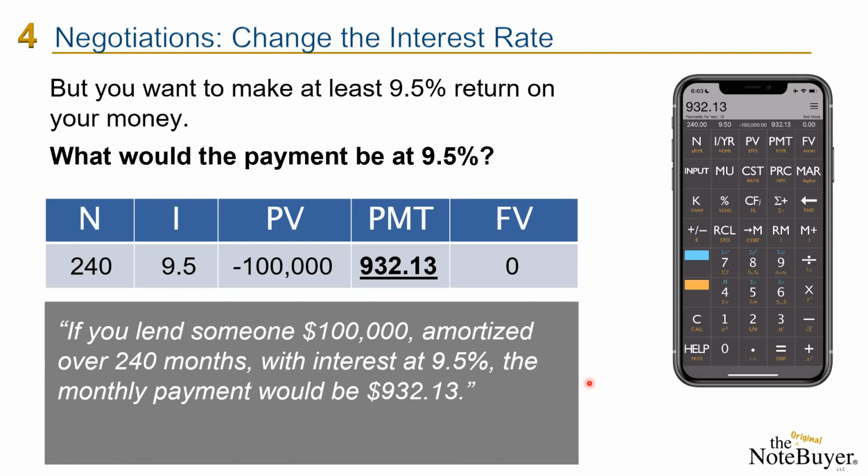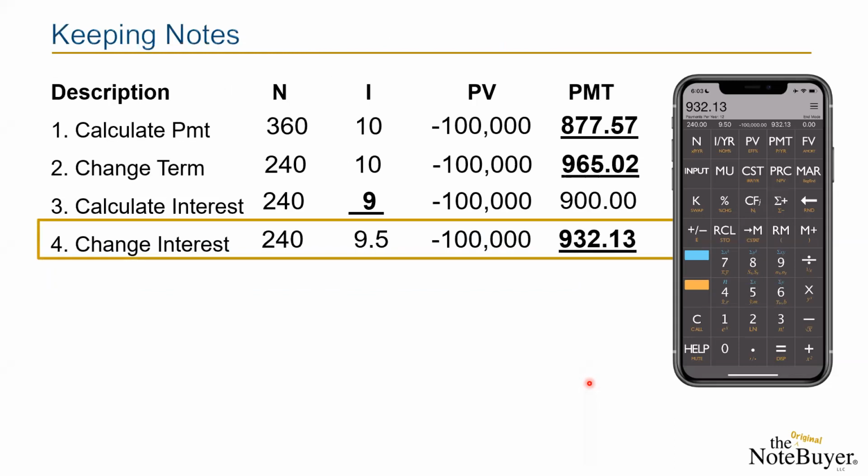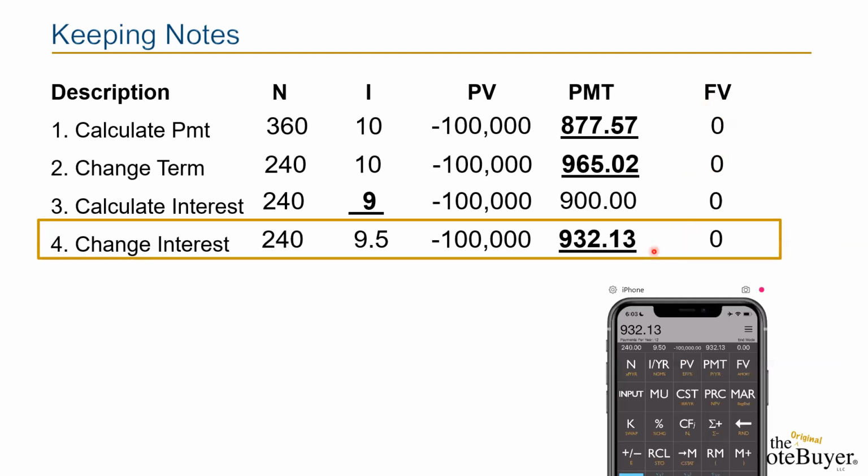But the key is you really need to know what you solved for, okay? Because if you don't know what you solved for, it could be anything. Okay, and we're going to move this over here. Once again, you see this all stays the same. What we changed here was we changed the interest rate and solved for a new payment.